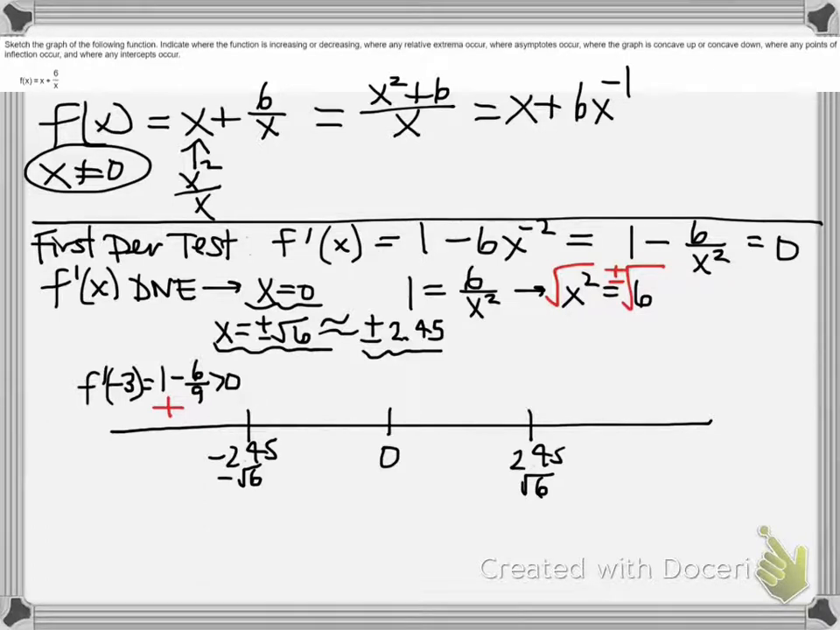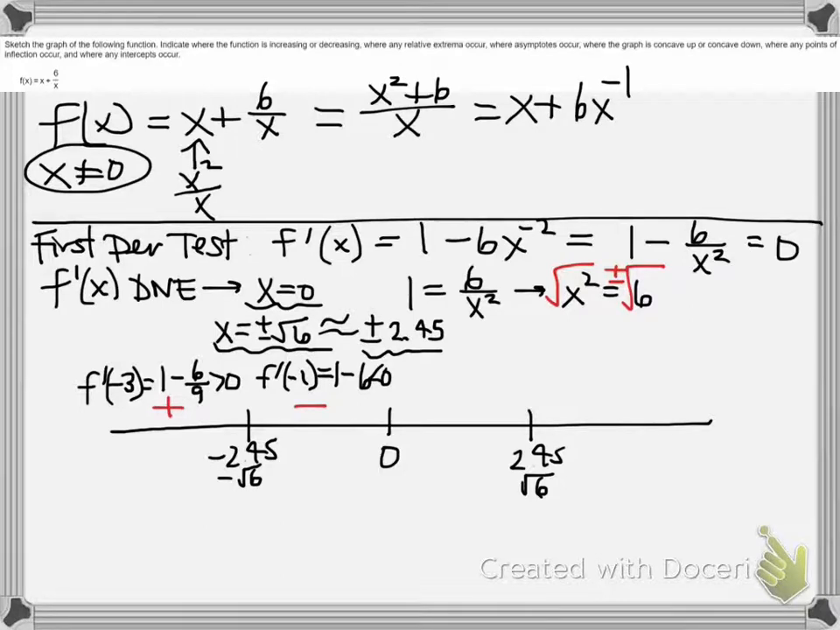Alright, f prime of, let's say, -1 in this interval. That's going to be 1 minus 6 over 1 squared, which is just 1 minus 6. It's going to be negative. So negative first derivative there.